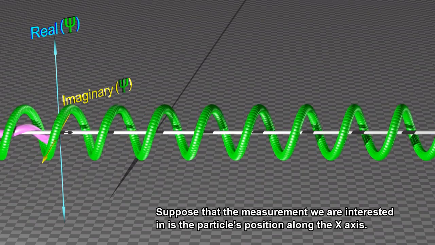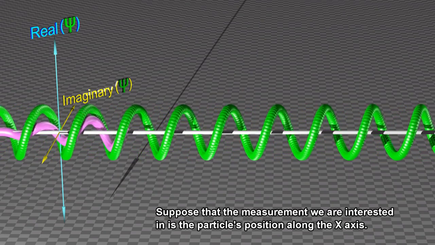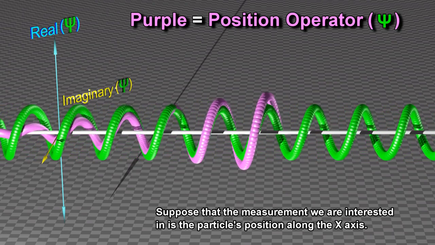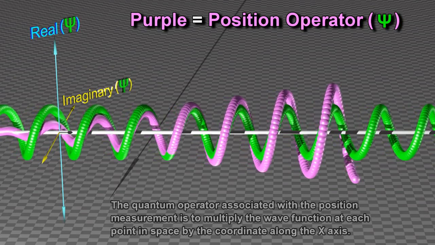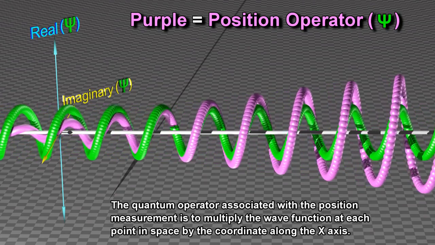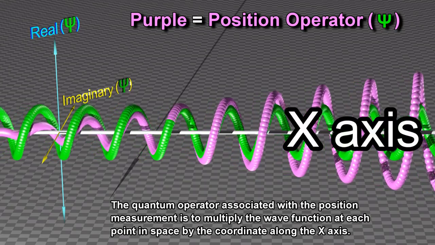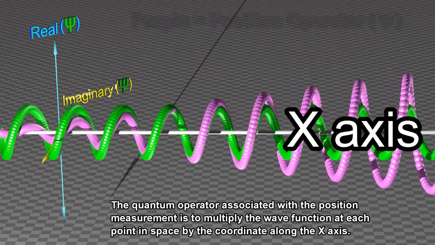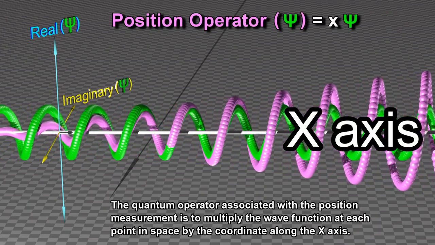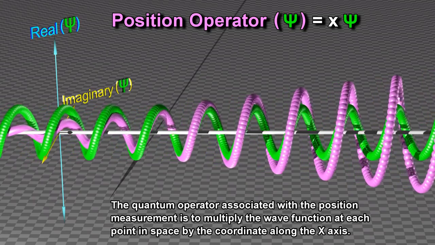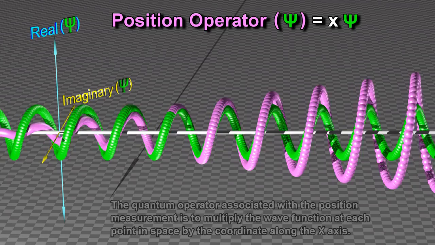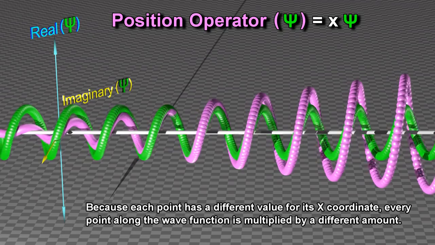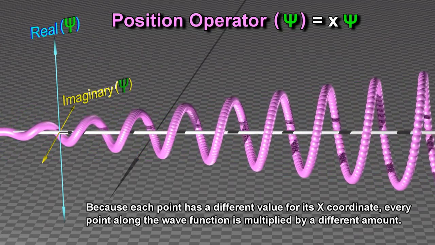Suppose that the measurement we are interested in is the particle's position along the x-axis. The quantum operator associated with the position measurement is to multiply the wave function at each point in space by the coordinate along the x-axis. Because each point has a different value for its x-coordinate, every point along the wave function is multiplied by a different amount.